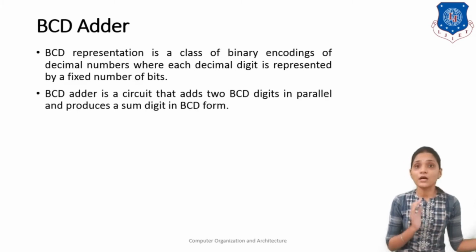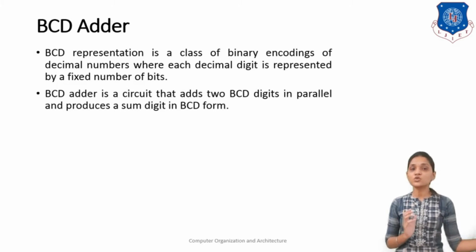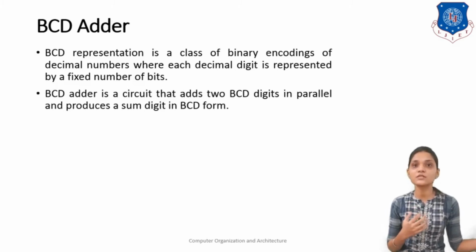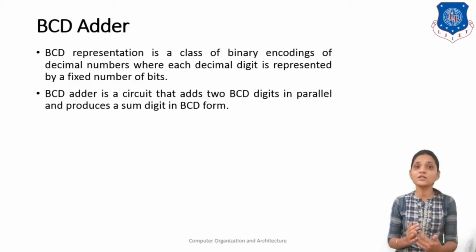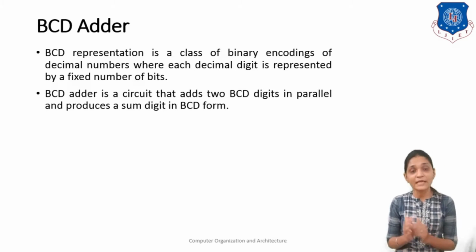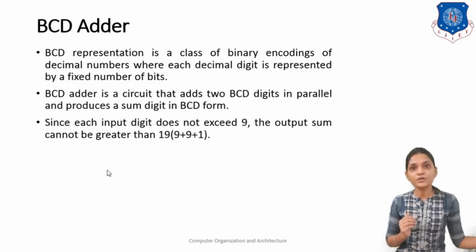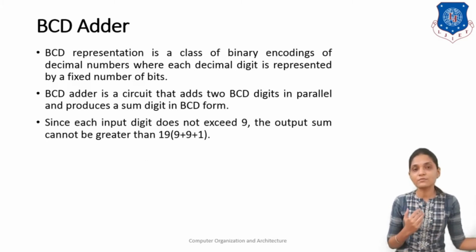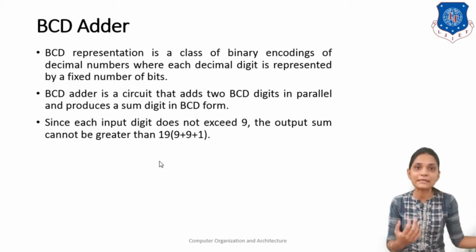So, a BCD adder is a circuit that adds two BCD digits in parallel and produces the sum digit in BCD form. The numbers you are adding will also be in BCD format, and your result should also be in BCD form. Since each input digit cannot exceed 9, for example if you consider 9 and 9 and 1, your result will be 19. So your sum cannot exceed 19.